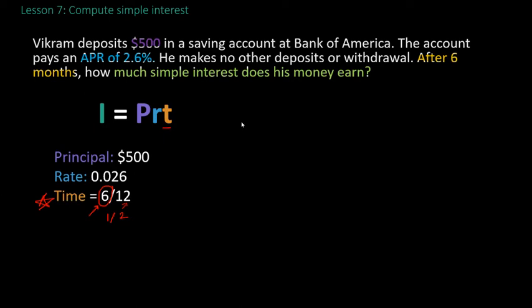Now, once you have determined what all your variables are, we're going to plug them into the equation. So you can see I end up with my $500 principal times my rate in decimal form times my time in years. I plug that into a calculator and simplify, and I find that my interest is $6.50. So he deposited $500 into his account, and 6 months later, it had earned another $6.50 in interest.